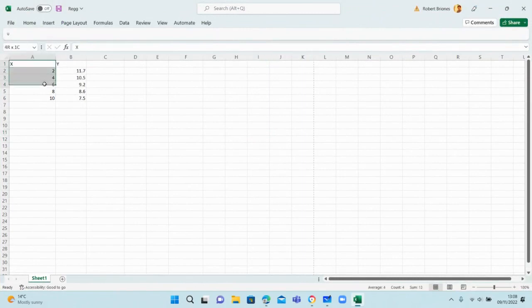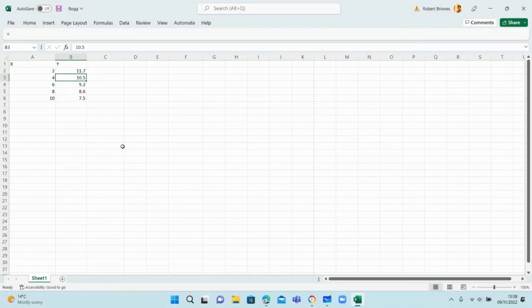So we have two columns, one for our independent variable X, which is also called the predictor variable, and another column for the values of Y, which is our dependent variable, or what is also called the response variable. So what this table says is that for the independent variable X value 2, the corresponding Y value is 11.7. For X equals 4, the corresponding Y value is 10.5, and so on and so forth.